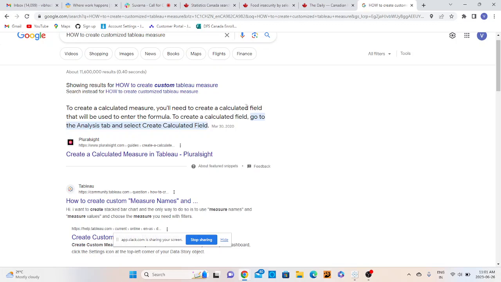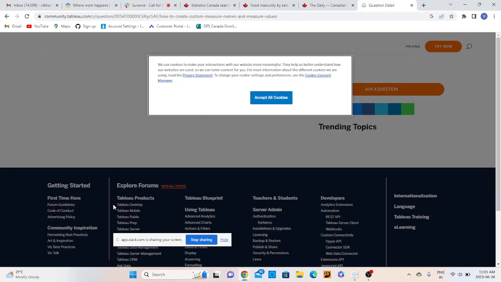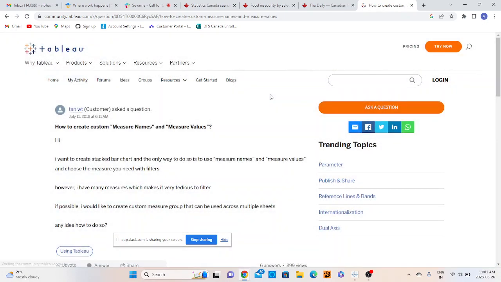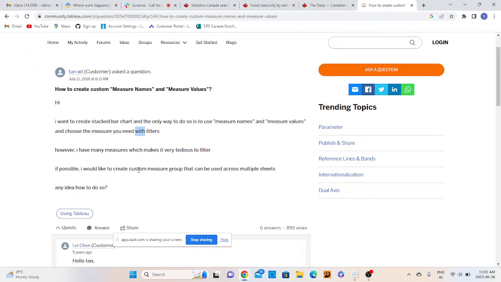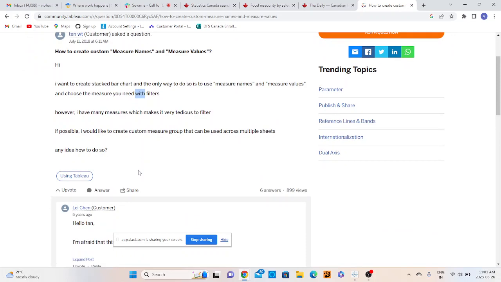You have to create a calculated field. You have to enter the formula which I told you, right? Like for example profit and loss. So in the same way we can create it, yes, because of measure names and measure values. I have to look into how exactly we can.